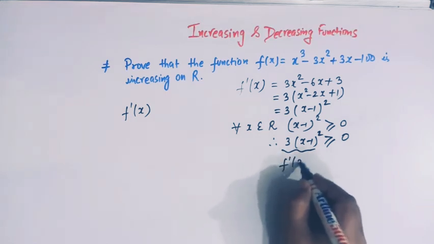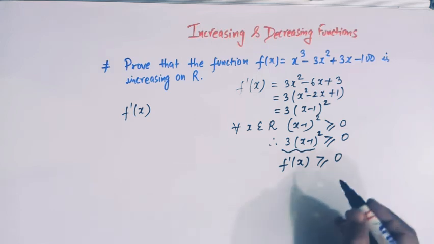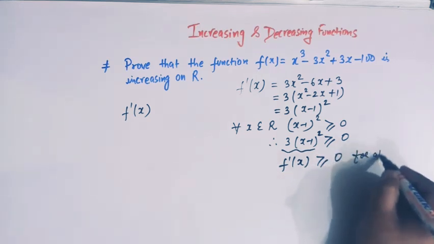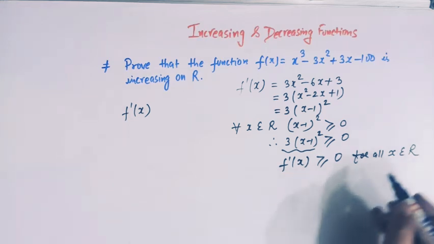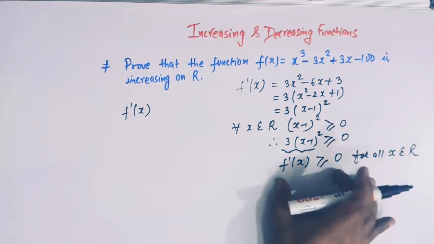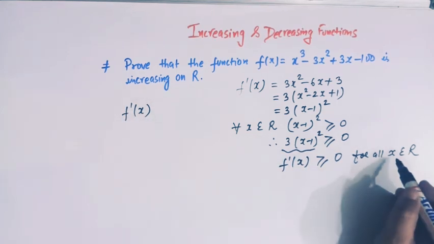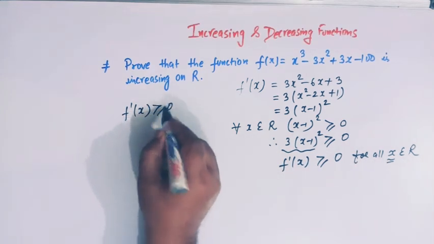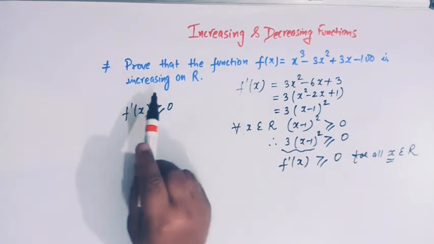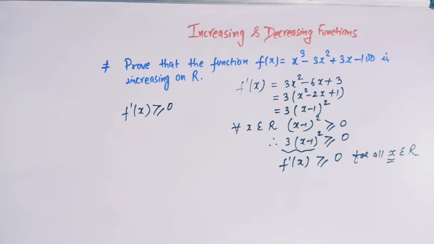So f prime of x is always greater than or equal to 0, right? For all x belonging to the set of real numbers. So here we see that the derivative is a positive quantity for all values of x in R. So therefore this function is an increasing function on the set of real numbers.